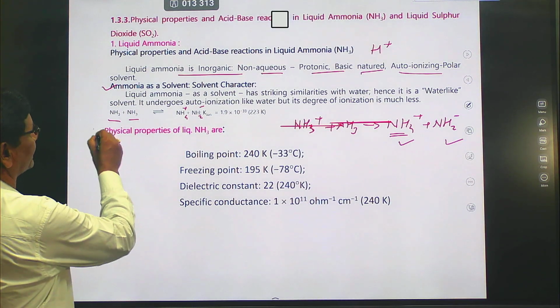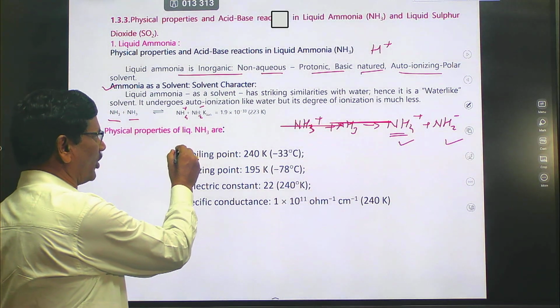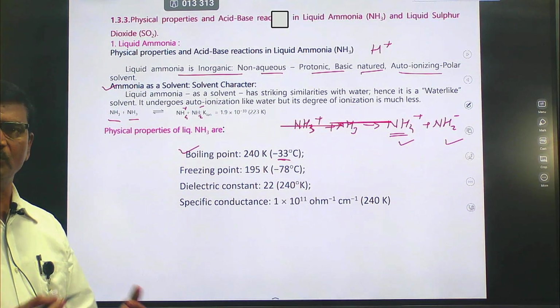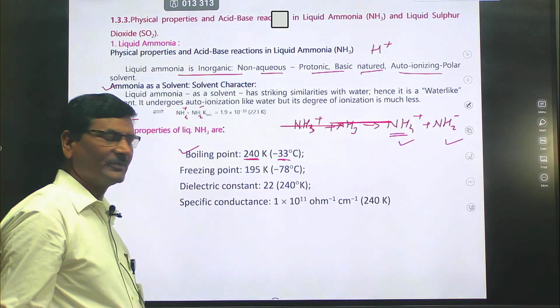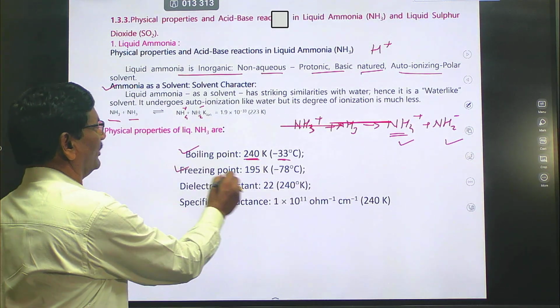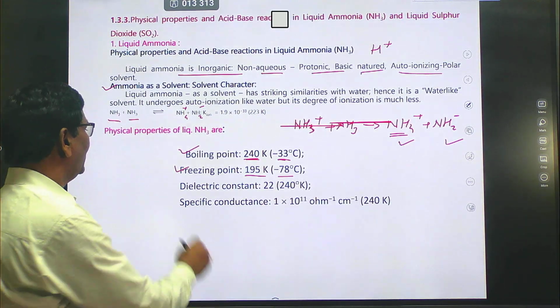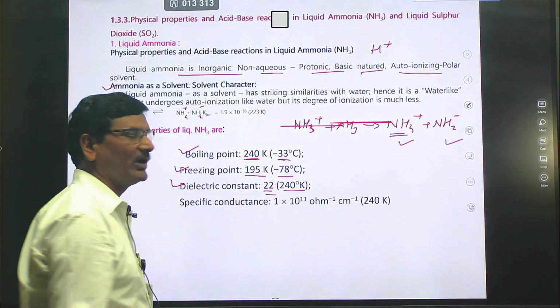Then what are the physical properties of liquid ammonia? The first physical property is the boiling point, minus 33 degrees centigrade. If you convert to Kelvin, this becomes 240. Then the freezing point is 195 Kelvin, minus 78 degrees centigrade. Then the dielectric constant is 22 at 240 Kelvin.